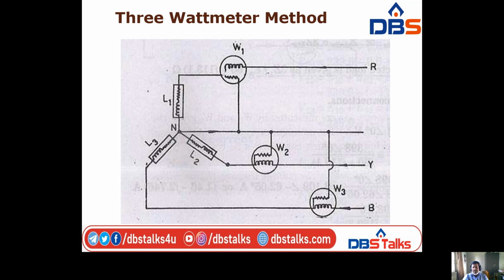The current coil of wattmeter 1 is connected to the R phase, wattmeter 2 to the Y phase, and wattmeter 3 to the B phase. And this method of measurement of power is not practically employed. To overcome this difficulty, we employ the 2 wattmeter method of measurement of power, which is very reliable and accessible.